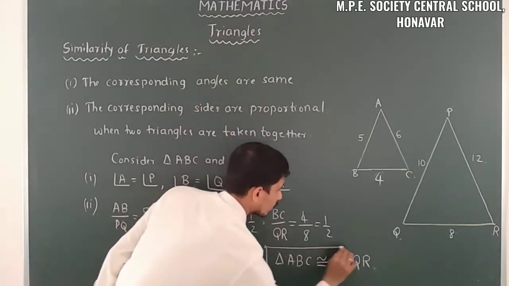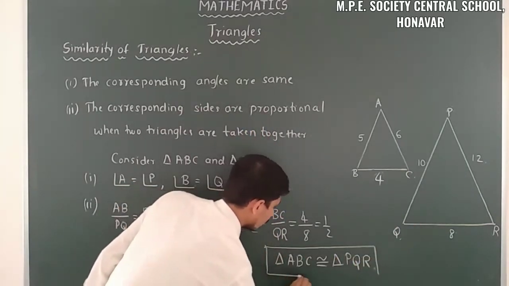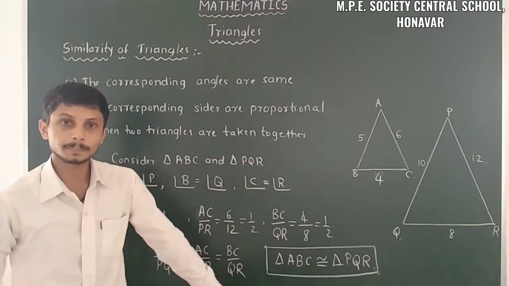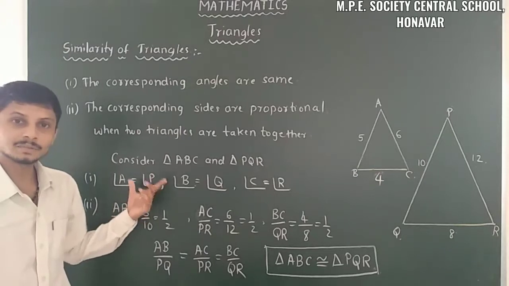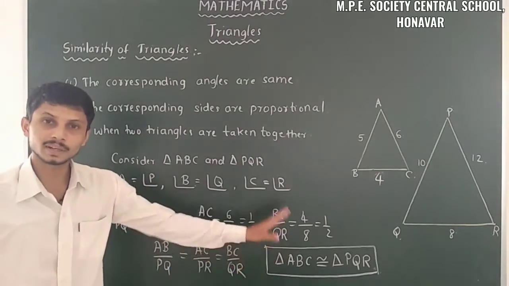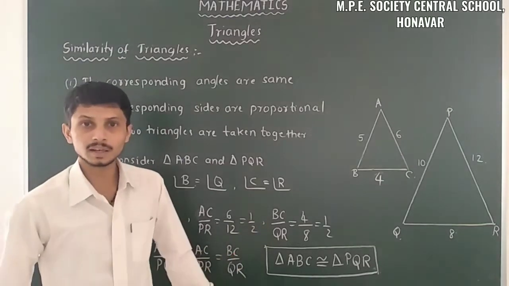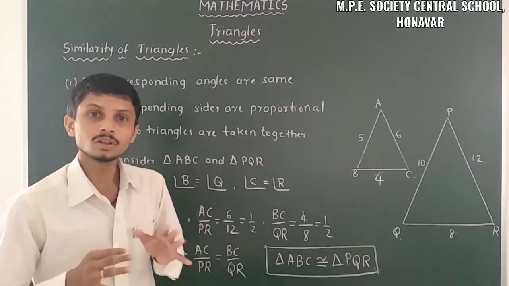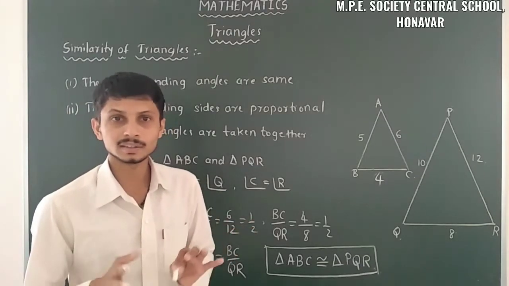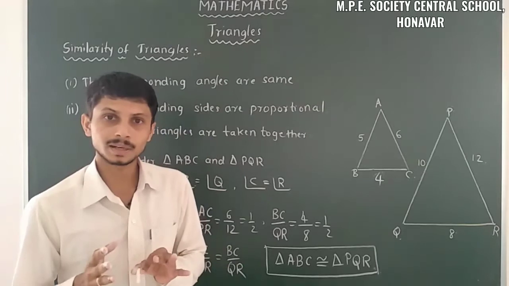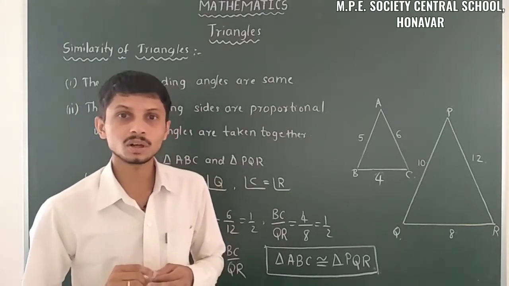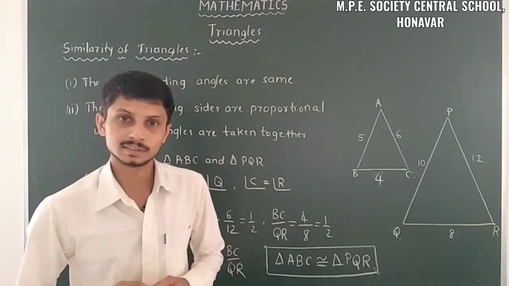So from here we have to conclude like this. When corresponding angles are same and corresponding sides are proportional, then we consider those two triangles as similar. Yes. So I hope you know what the similarity of triangles is, and how we can consider the similarity of triangles. So here we have to consider some of the theorems based on similarity of triangles.